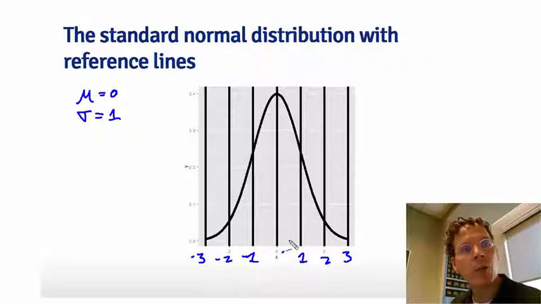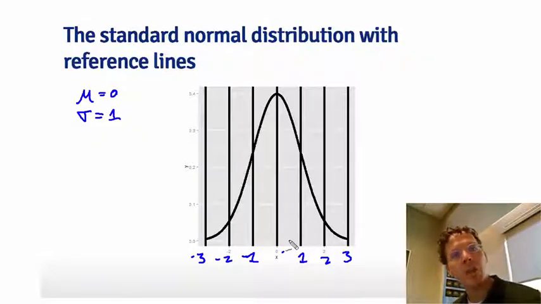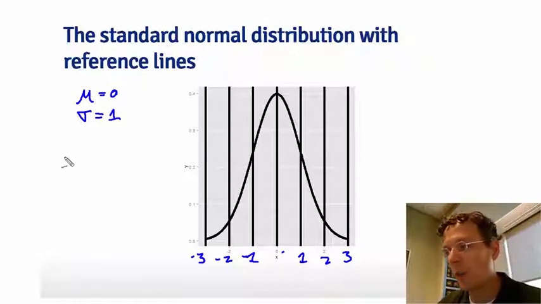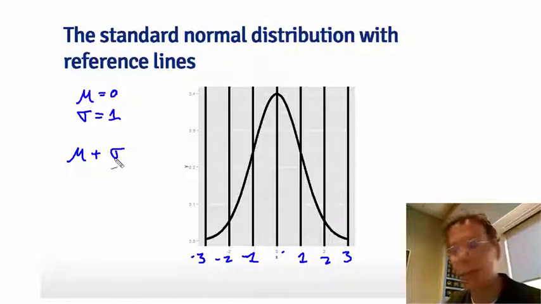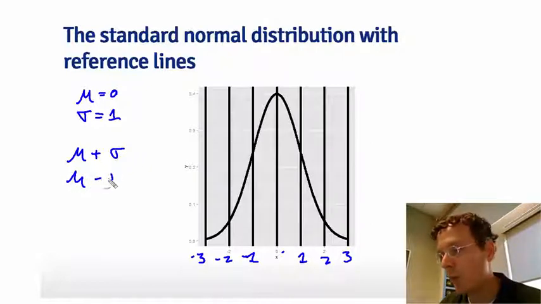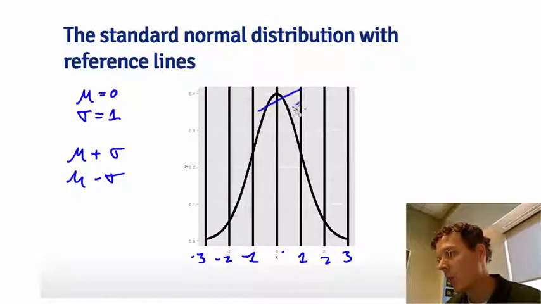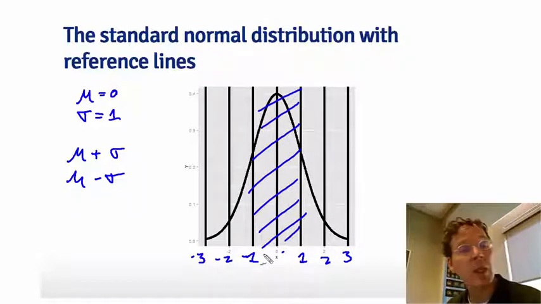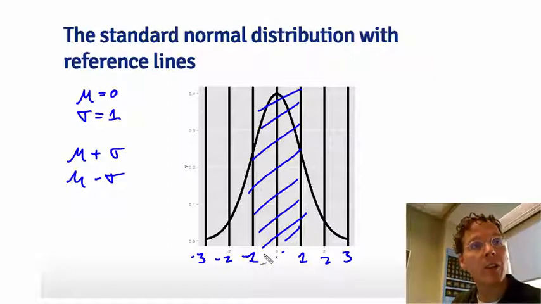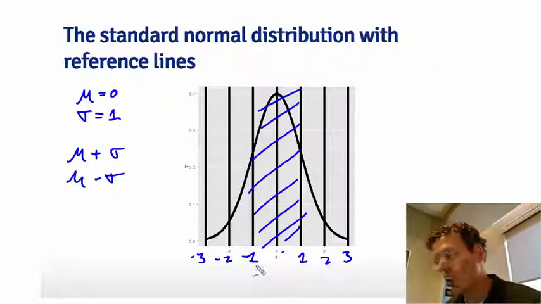And I would note that for non-standard normals, it makes a lot of sense, and I think statisticians just get used to reverting back to the standard normal by virtue of talking about standard deviations from the mean. So if you want to know the probability that a non-standard normal is between mu plus 1 sigma, where mu and sigma are from its distribution, and mu minus 1 sigma, so that would be the area within one standard deviation from the mean for the non-standard normal, well, that is exactly the same probability area as between minus 1 and plus 1 on the standard normal.